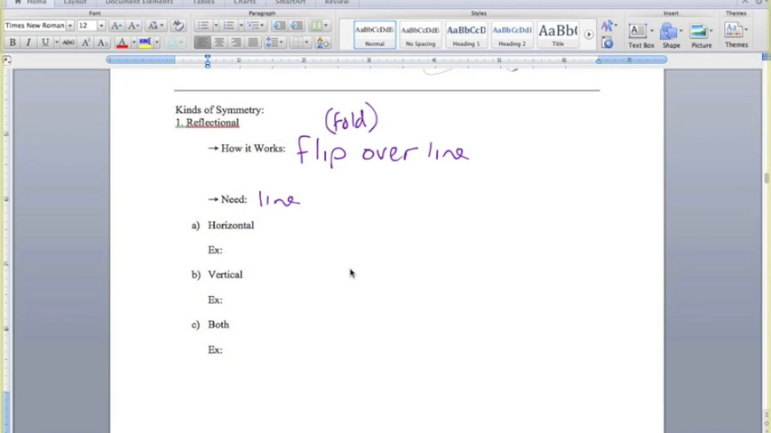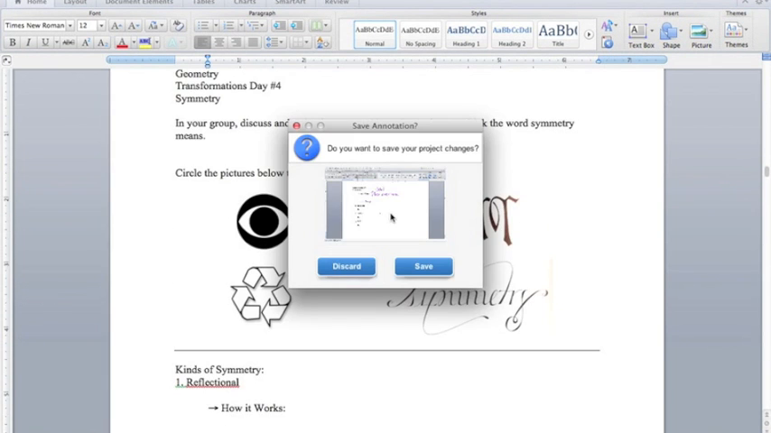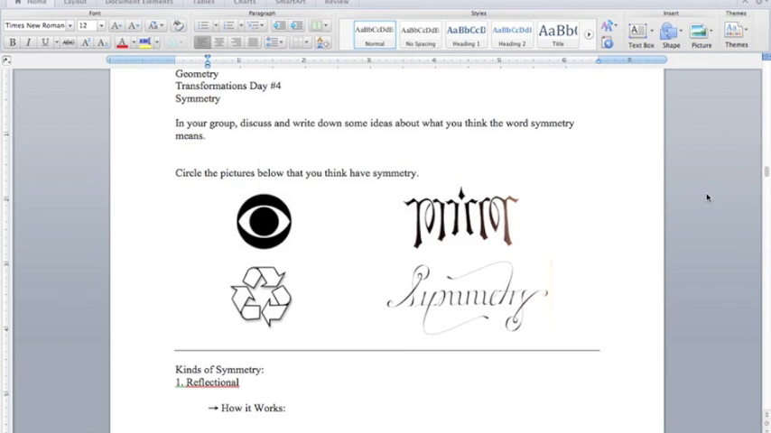So where it says examples, we want to go back and look at these pictures and see which ones meet those criteria. First, we'll do the horizontal. Which one or ones of these have horizontal line symmetry? The first one has a horizontal line I can draw through there. By the way, what is that symbol? That's the CBS logo.